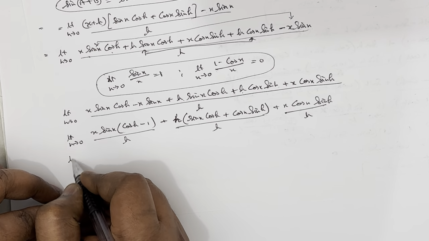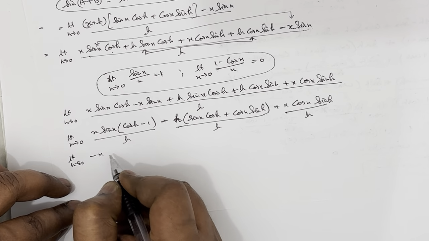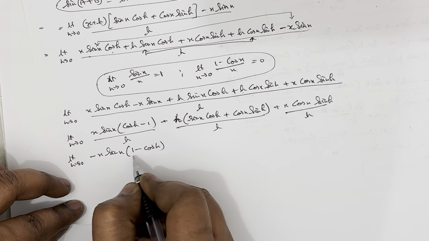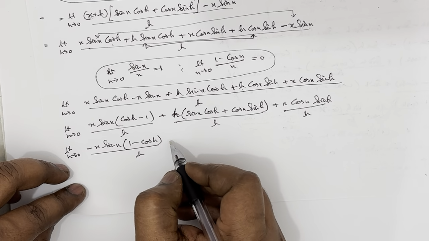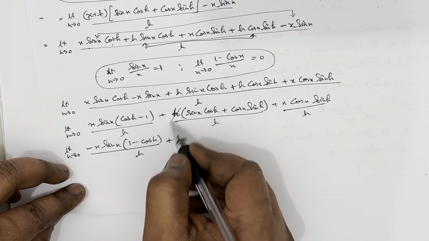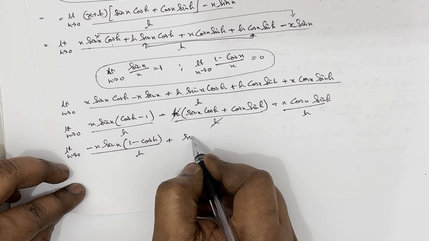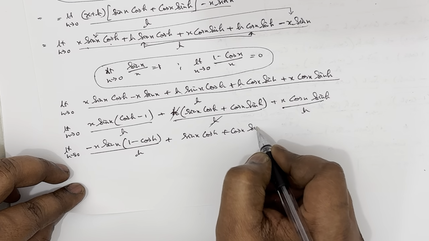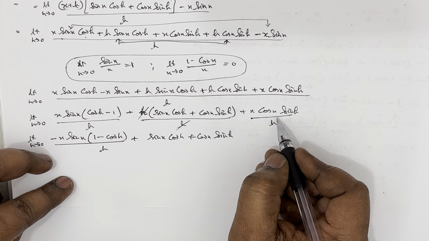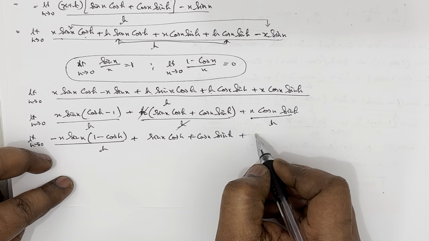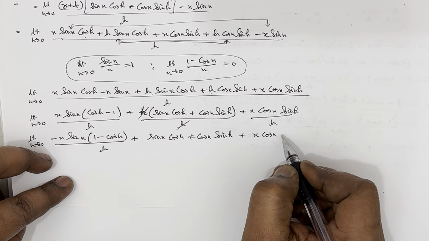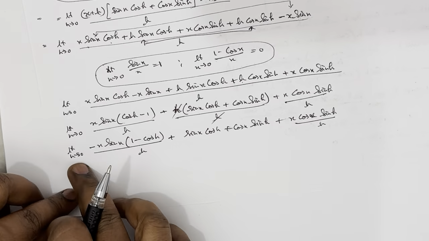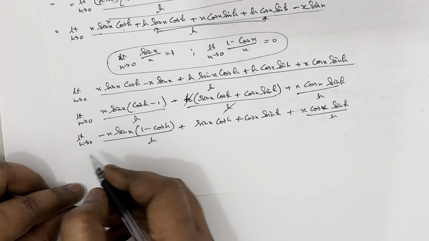So we take the negative common. It will be limit h tends to 0, negative x sin x times (1 minus cos h) upon h. And plus, see here, this h and h cancel out. So you have sin x cos h plus cos x sin h, and here you have the same thing, x cos x sin h upon h. Now let's distribute this limit also to each expression.